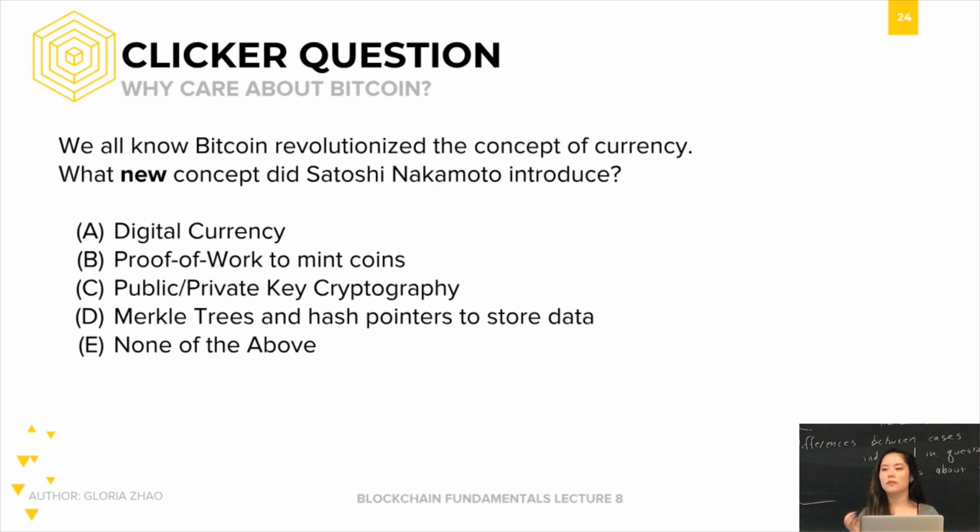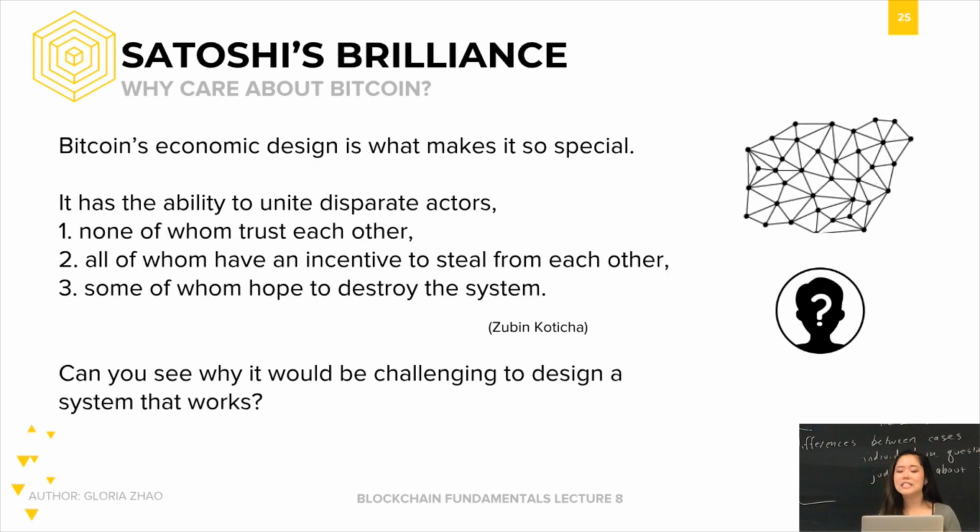He did borrow from a lot of other papers and implementations of digital currencies and not as successful cryptocurrencies, but there is brilliance in Satoshi's design, and it's in Bitcoin's economic design. So the thing about Bitcoin is we have this pseudonymous, anonymous network of peer-to-peer distributed nodes, where you don't know the identity of the person that you're connected with. You probably don't know the vast majority of the nodes in the Bitcoin system, and so no one actually trusts each other in this system.